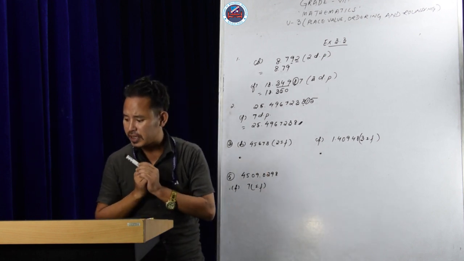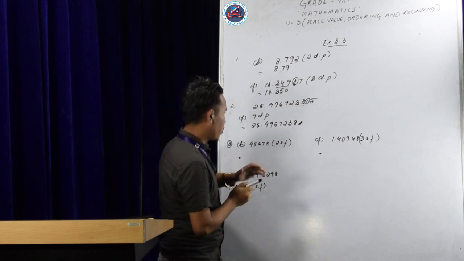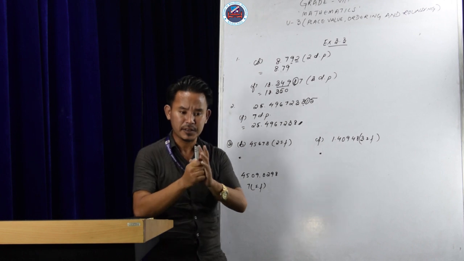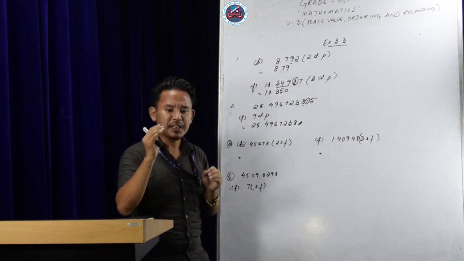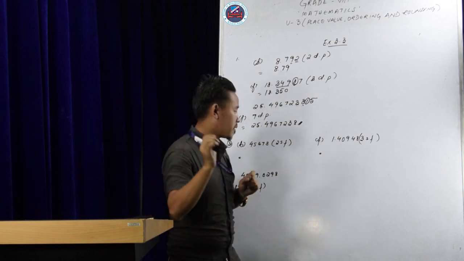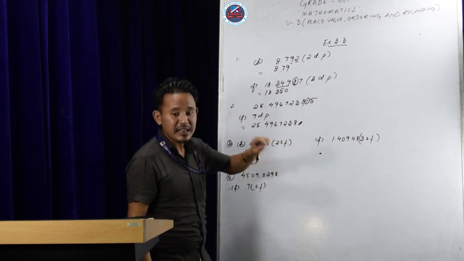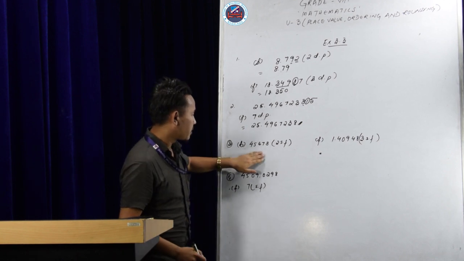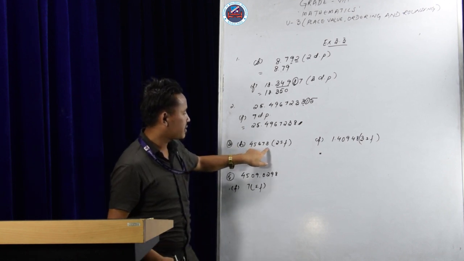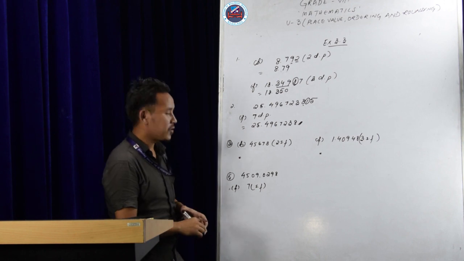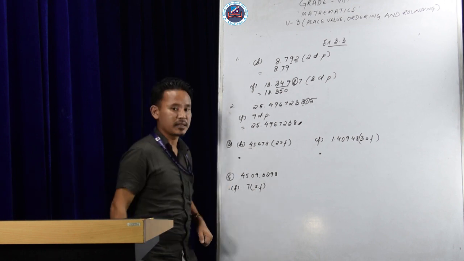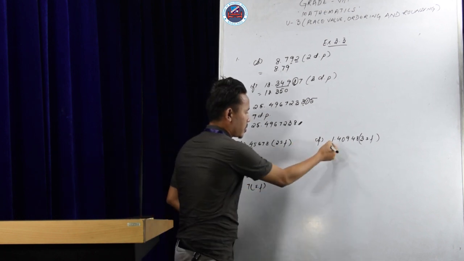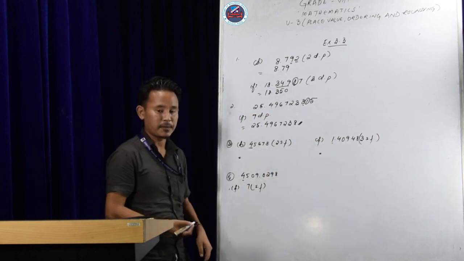Round each number to the stated number of significant figures. Now from here, we are going to deal with the significant figures. The first significant figure in a number is the non-zero digit in the number. See here, for example 4, 5, 6, 7, 8. Here the first significant number is 4. It's a non-zero digit in the number. Here it's 1. Here it's 4. Same.